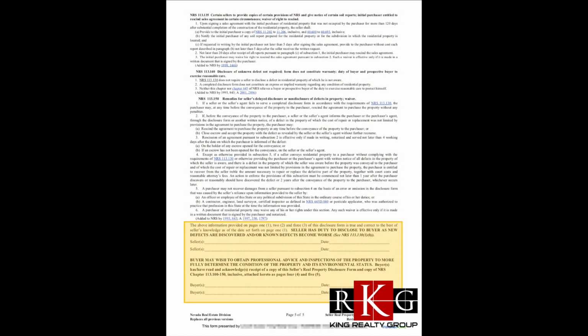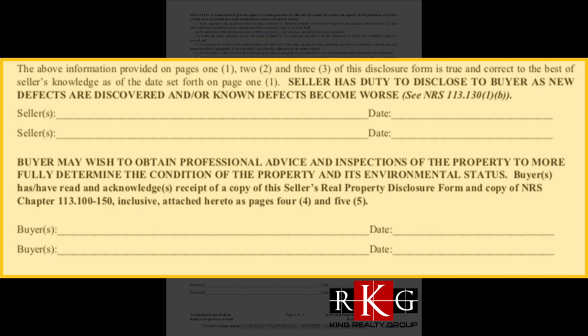The fifth section contains signature blocks for the seller and buyer. The seller's signature block contains a statement that the information provided is true and correct to the best of seller's knowledge, and a reminder that newly discovered defects and known defects that become worse must be disclosed. The buyer's signature block acknowledges receipt of the SRPD, including a copy of NRS Chapter 113.100 through 150, and advises the buyer to obtain professional advice and inspections of the property to more fully determine its condition.